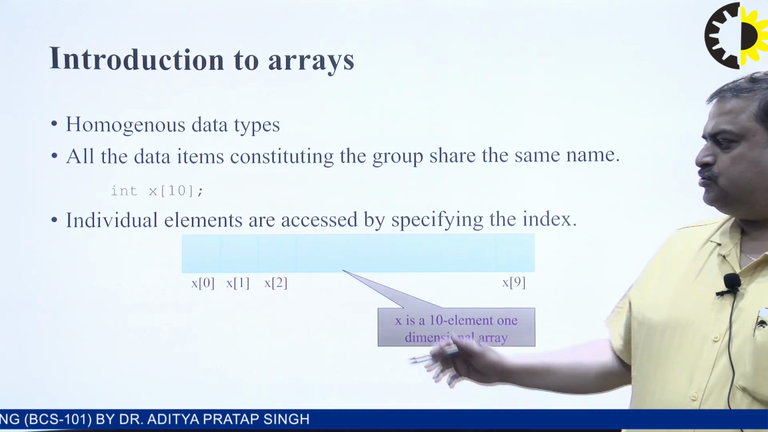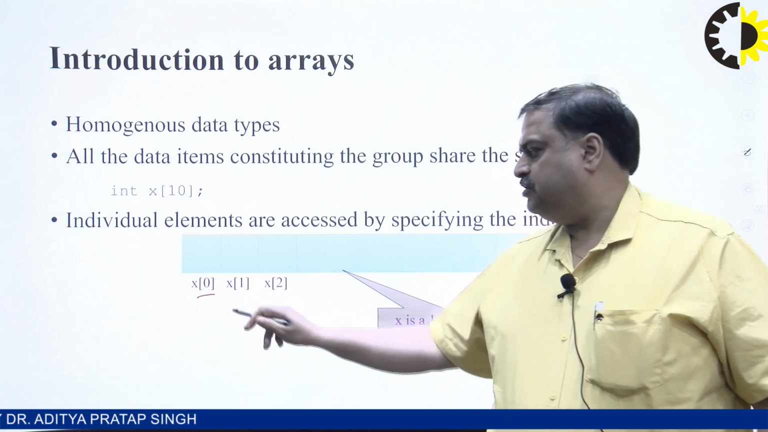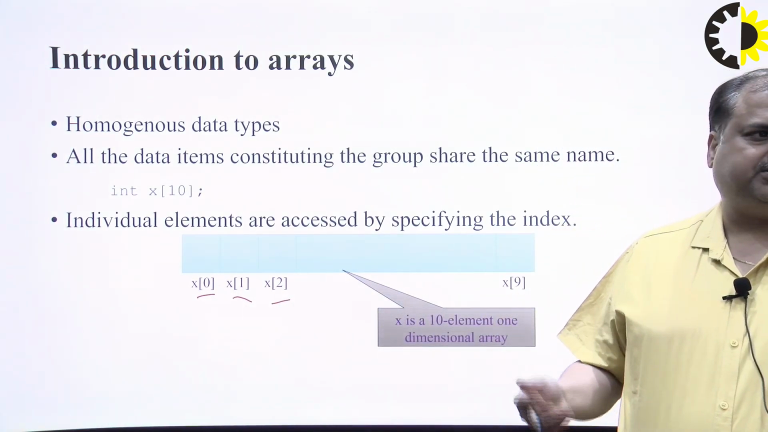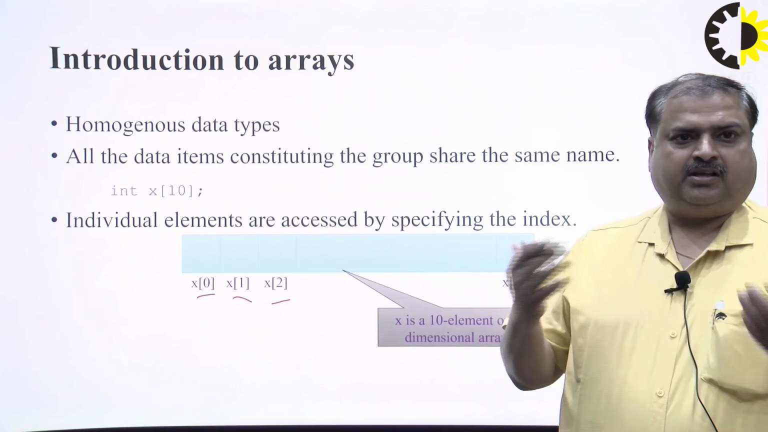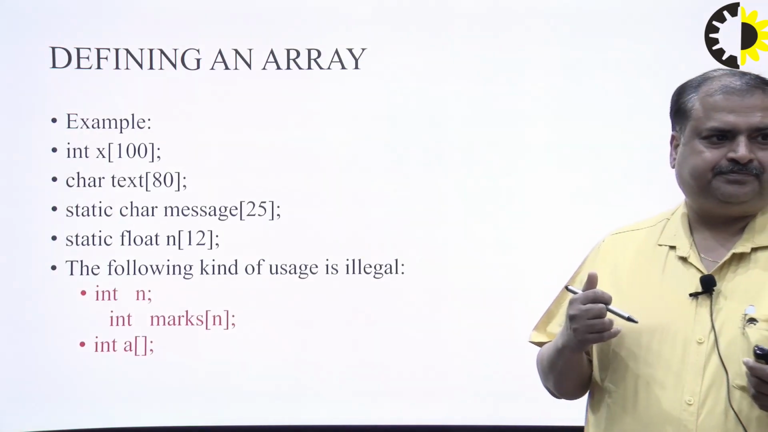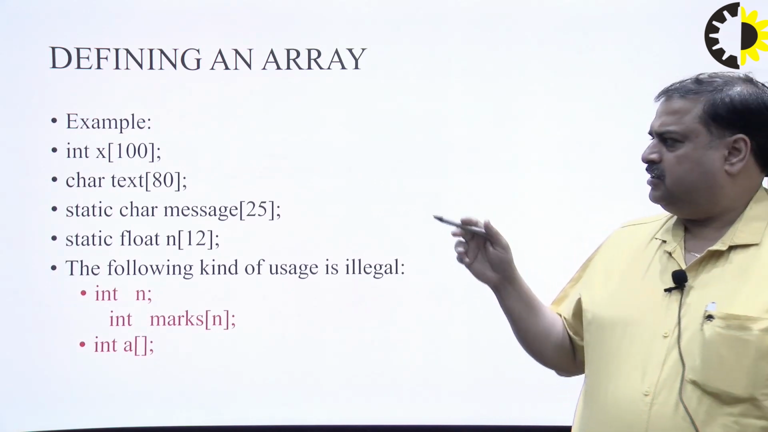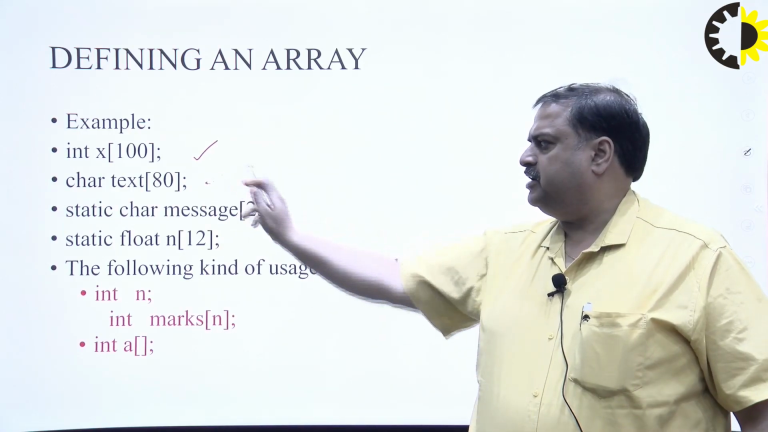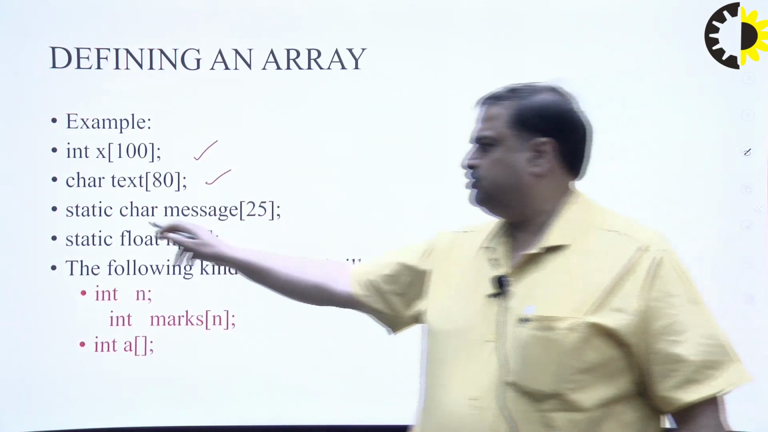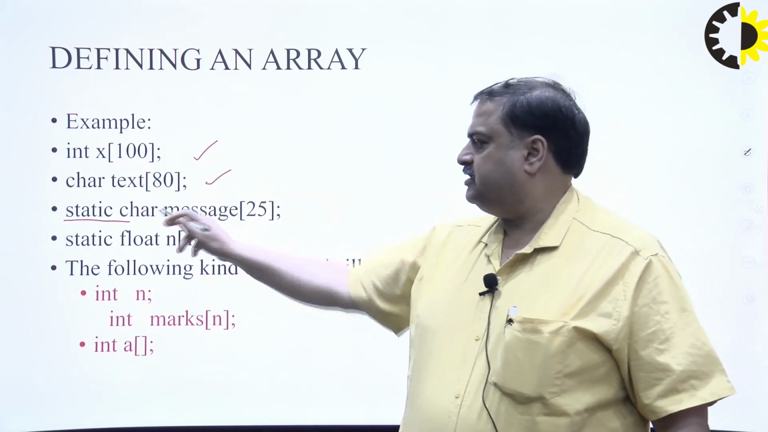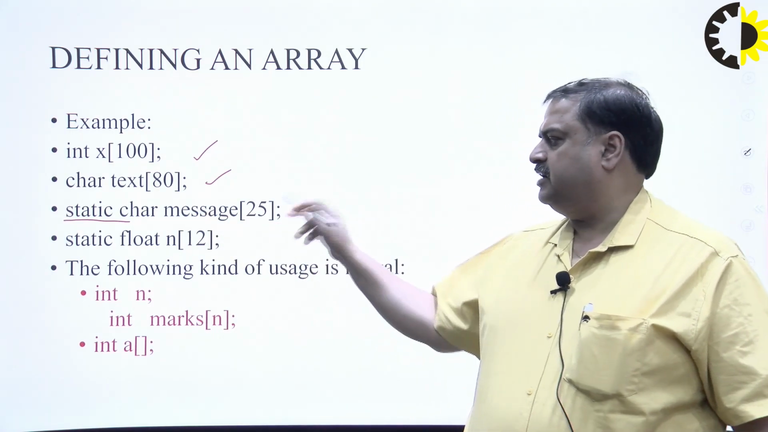So, arrays are stored like we can access x0, x1, x2. These are the subscripts. With the help of these subscripts, we can get the elements. These are some other examples, like we have declared an integer array, we have declared a character array. We can use the storage class here, and this is the type, message, and the length of message.